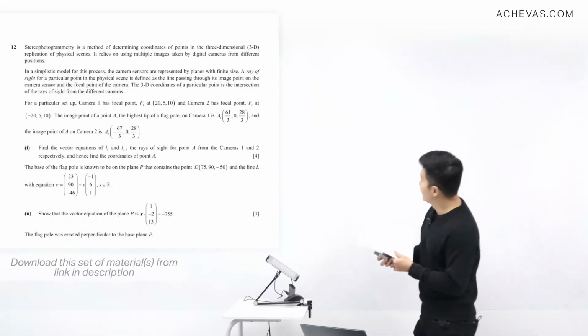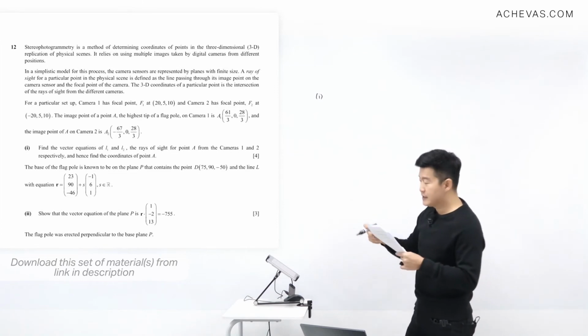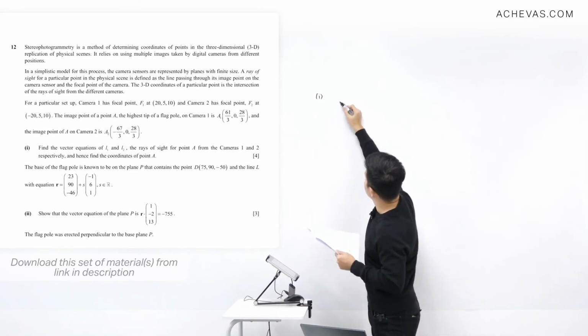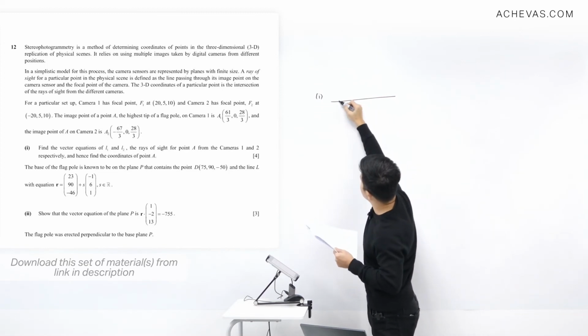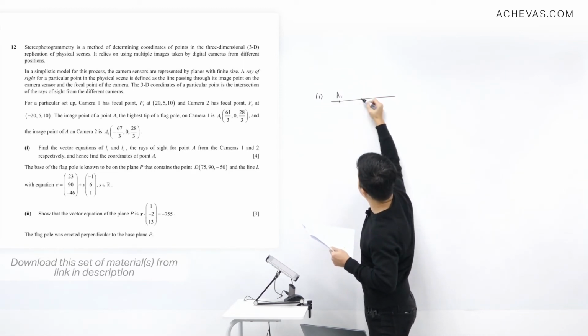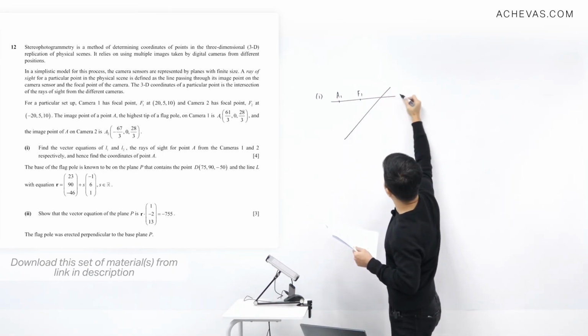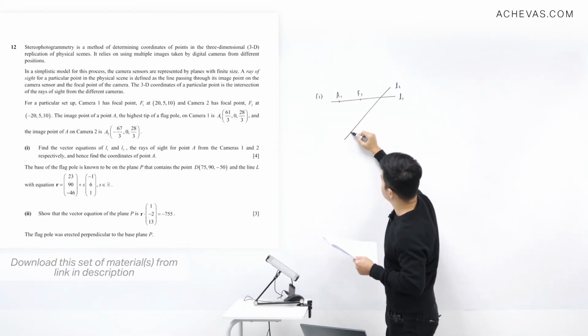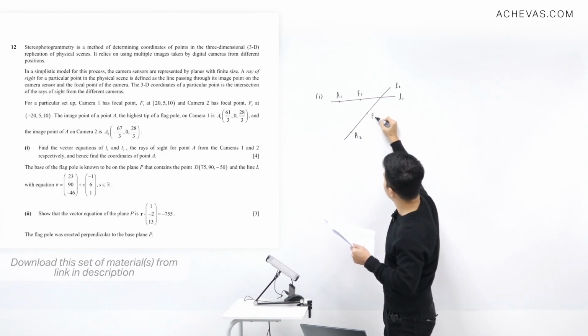In question number 12, part 1, we are looking at 2 lines. The very first line, let me draw it here, is going to be, according to the question, passing through A1, and it is going to be passing through F1. And the second line, let me draw it here. So let's say this is L1, this is L2. The second line is going to be passing through the point A2 and the point F2.